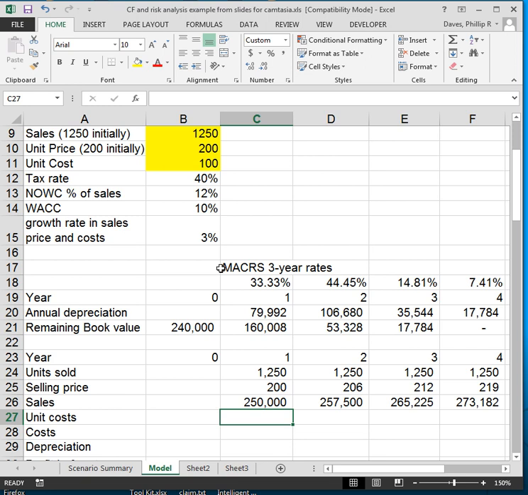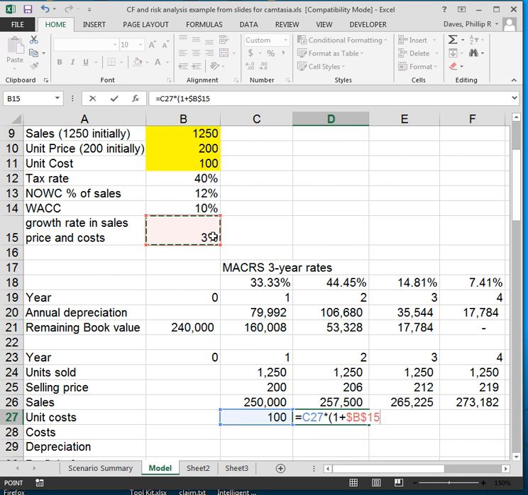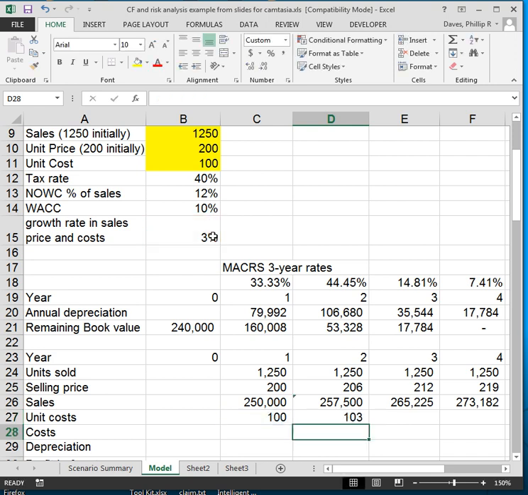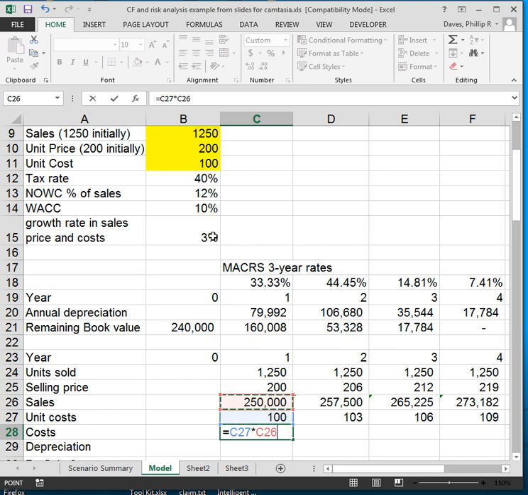Alright, same thing with costs. Our unit costs start off at $100 each, and we inflate that by the inflation rate. You could conceivably have a different inflation rate for costs and for the selling price, and that happens frequently in medical practices, for example, as you get declining reimbursement but you have increasing costs. So your selling price might have a negative growth rate, but your unit costs would potentially have a positive growth rate. So the total costs are the unit cost times the number that you've sold.